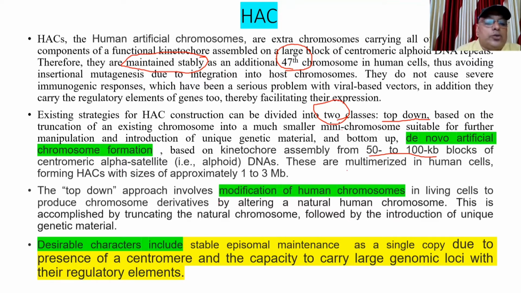So the top-down approach involves modification, as I have discussed. In the bottom-up approach, we first introduce a nucleus of about 50 to 100 kilobases of alpha satellite DNA, which acts as a nucleus for multimerization, and it ultimately multimerizes into 1 to 3 MB. And it leads to the formation of the centromere to which the kinetochore attaches.